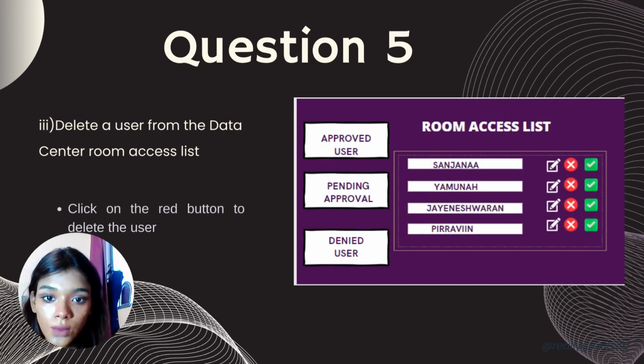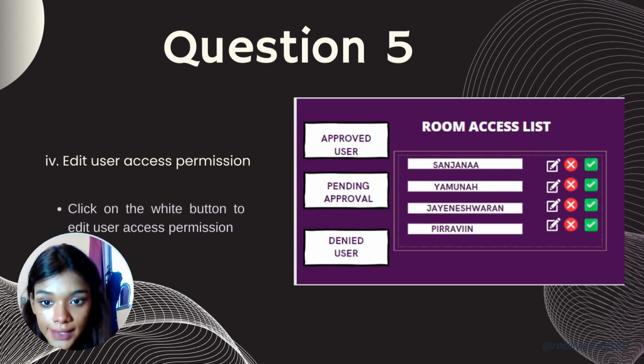So this question 5 is delete a user from data center room access list. I've made an interface for the room access list where you can see there's my name and my groupmate's name, and you have to press on the X button here to delete a user from the data center room access list.